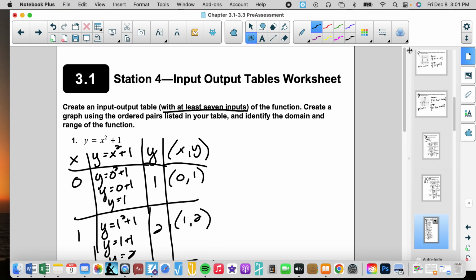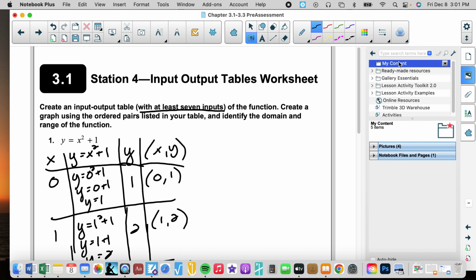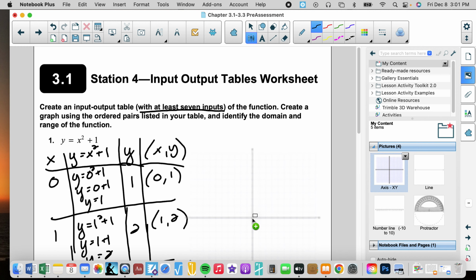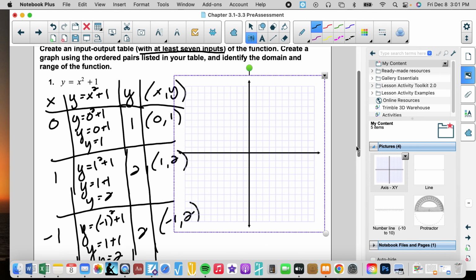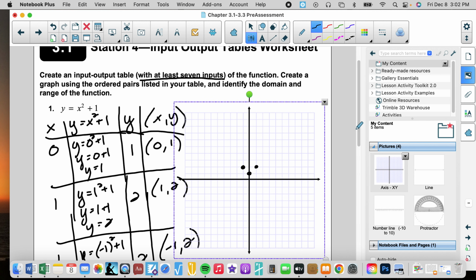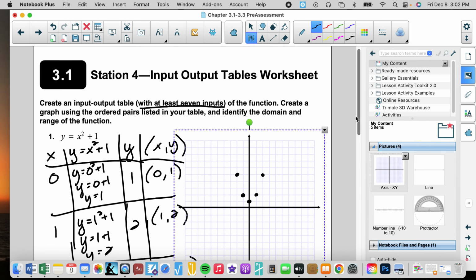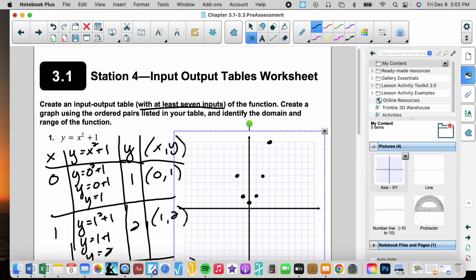All right, let's get the graph in here. So let's pull up a graph and let's start graphing those points. Let's plot those points. So we have 0, 1: 0 on the X, 1 on the Y. We have 1, 2. We have -1, 2. We have 2, 5, I think it was, and we have -2, 5. And then we have 3, 10, and -3, 10. Hey, that's not too bad because it sits on my graph.